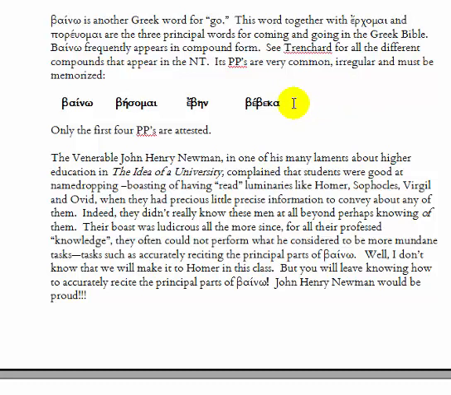Then there's a funny anecdote here about John Henry Newman. It annoyed him greatly that he had students who had all of this knowledge about purely theoretical things but couldn't correctly identify the principal parts of baino. He tells that anecdote in The Idea of a University. So keep in mind, precise knowledge is important too, not just purely theoretical knowledge, and that was one of his criticisms of learning in his day.